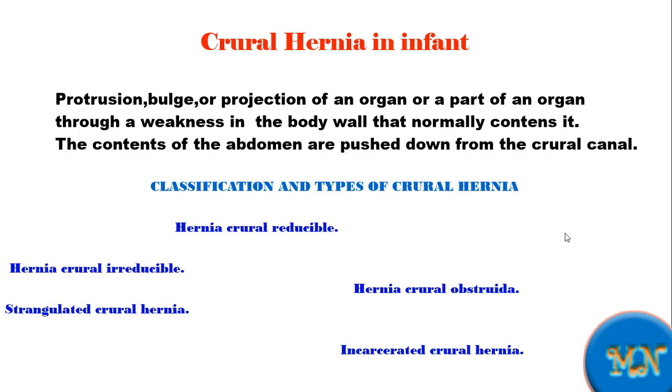Classification and types of crural hernia. Firstly, is a hernia crural reducible? Secondly, is a hernia crural irreducible? Third is hernia crural obstruda. Fourth is strangulated crural hernia, and fifth is incarcerated crural hernia.